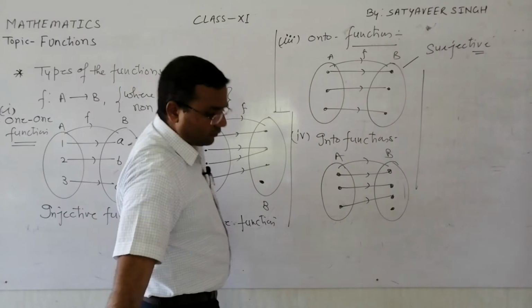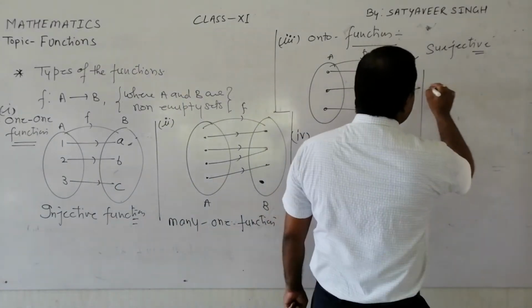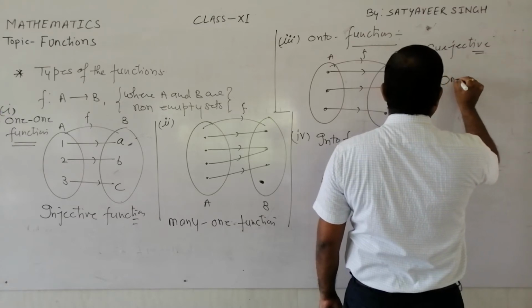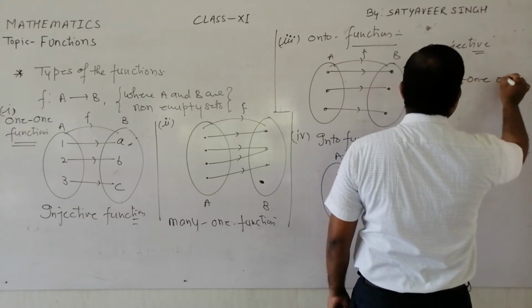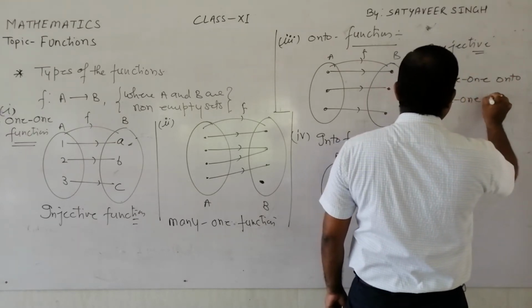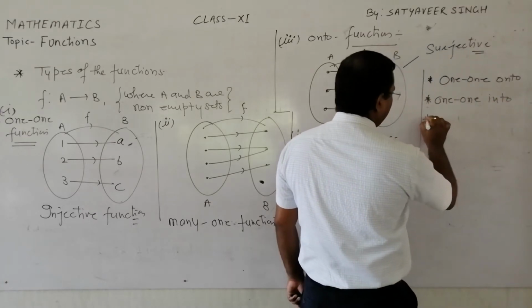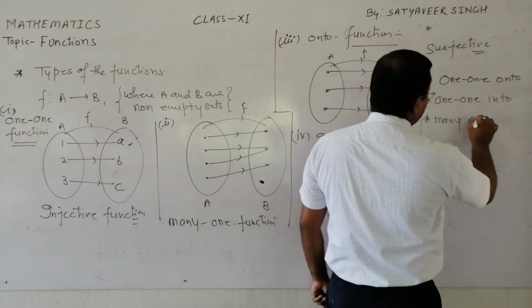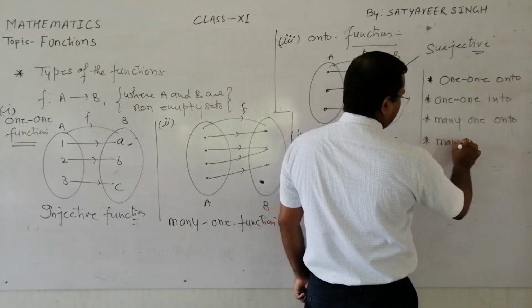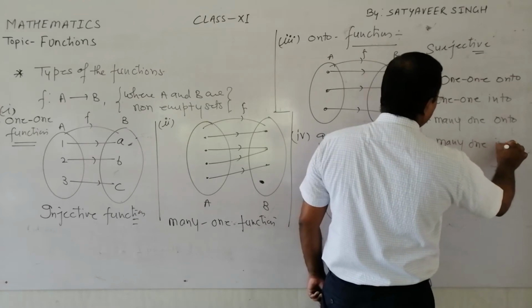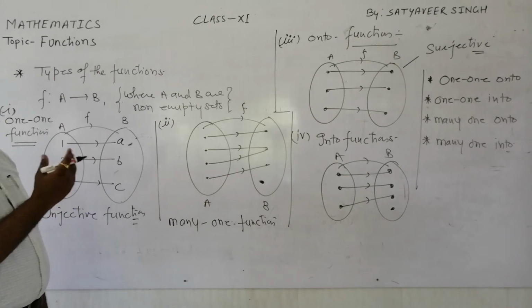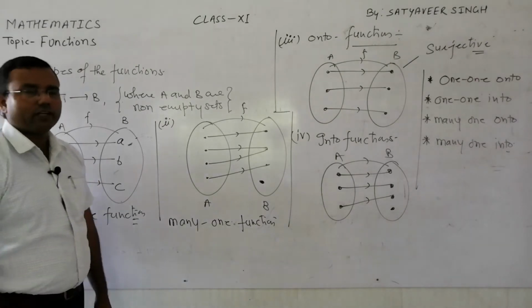I am writing here the possible names. It is one-one onto, it is one-one into, it is many-one onto, and it is many-one into. So these four types of functions are possible: one-one onto, one-one into, many-one onto, and many-one into.